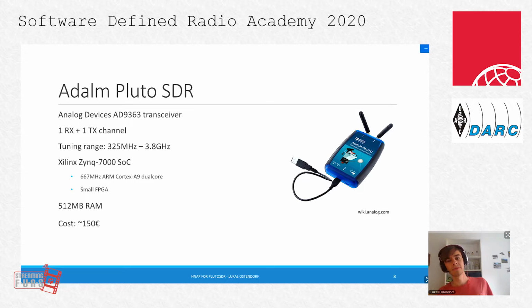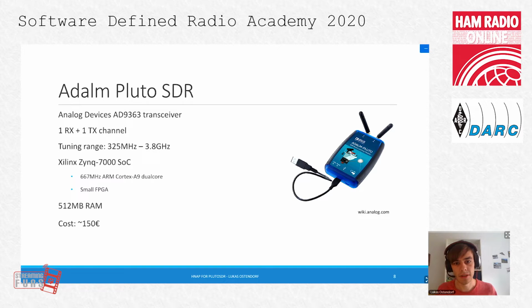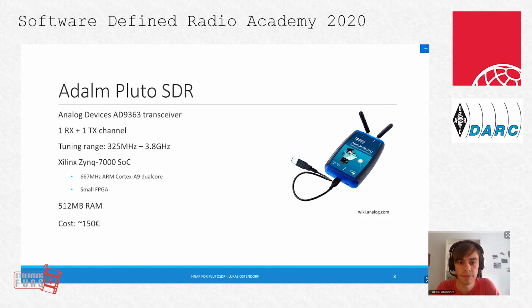And next, we will have a look at the implementation. For the implementation, we chose the Adalm Pluto SDR. The transceiver of the Adalm Pluto SDR supports one RX and one TX channel. They can transmit in full duplex mode. The tuning range is 325 MHz to 3.8 GHz.